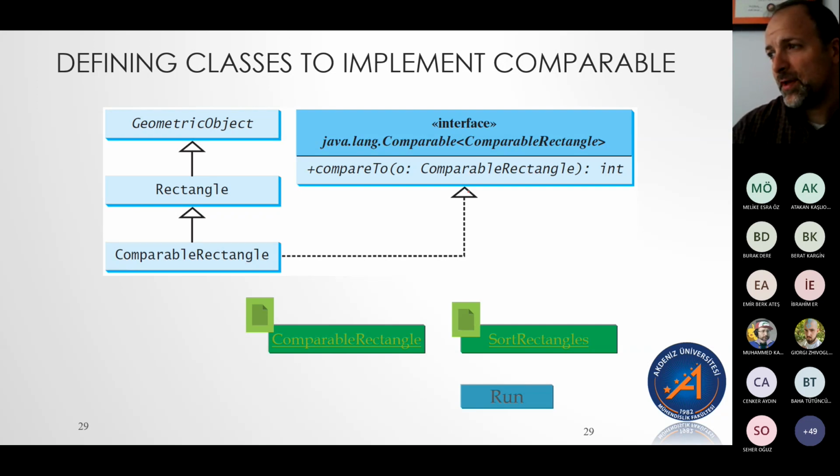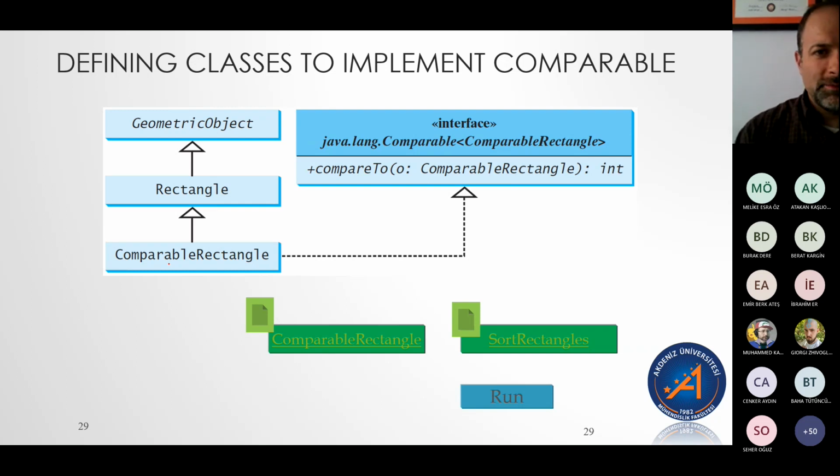But by implementing that interface with a compareTo method, we get the ability to compare those rectangles to each other. And by having that comparison ability, we can then sort those rectangles, from smallest to largest or largest to smallest. In the comparable rectangle class, by implementing this interface, is where the compareTo method is defined, and we can set the rules as to what makes one rectangle bigger than another.